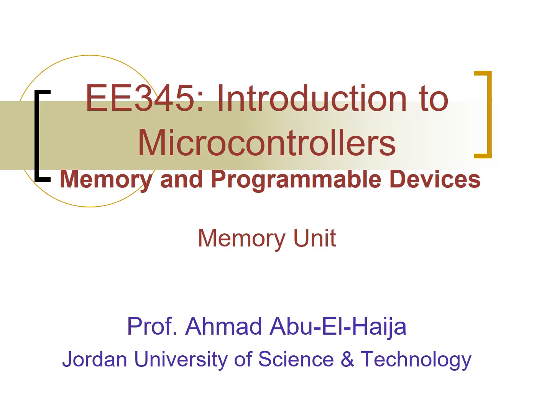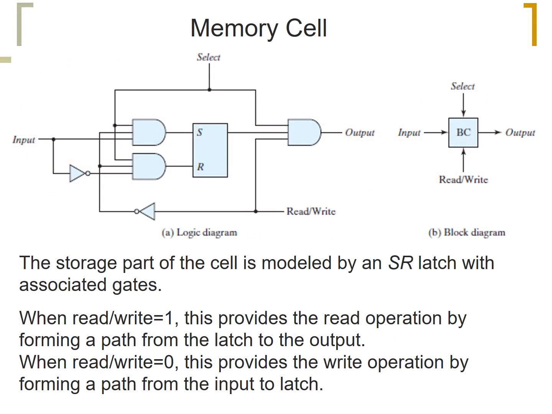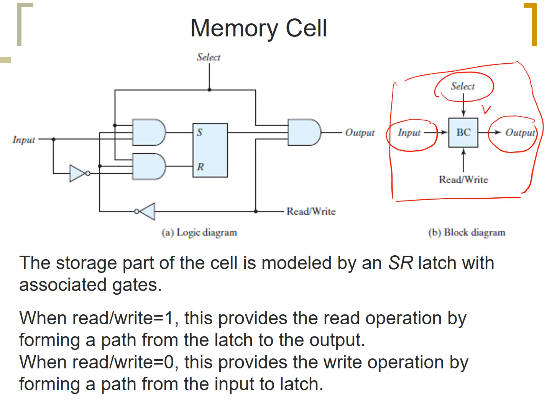In this video, we explain the construction of the memory. The basic cell in the memory unit is called a binary cell, and it is modeled as we can see in this diagram here. The binary cell needs an input bit to be stored in the memory and an output bit to be read from the memory, and two control signals. One is called select in order to select the bit for read or write, and the other is read write signal to indicate whether we want to read or to write.